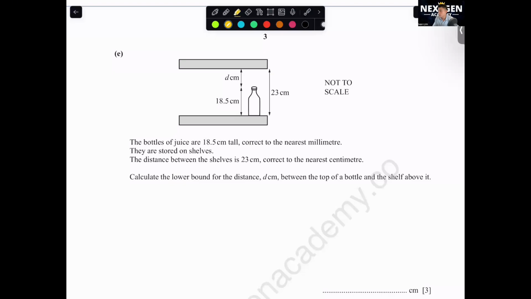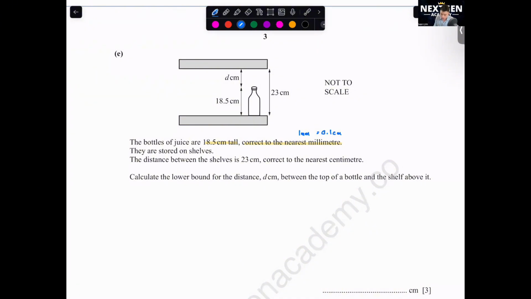Okay, how to make sense of this question here? So first thing, they give you this one. Bottle of juice is 18.5 cm tall, correct to the nearest millimeter. Okay, so what is this? Correct to the nearest 1 mm. Remember, the statement "correct to" means you want to find your upper bound and lower bound, which is plus or minus this value divided by 2. But this one is cm, this one is mm. How to change mm to cm? You take 0.1 cm. You divide it by 10. Yeah, divide by 10.